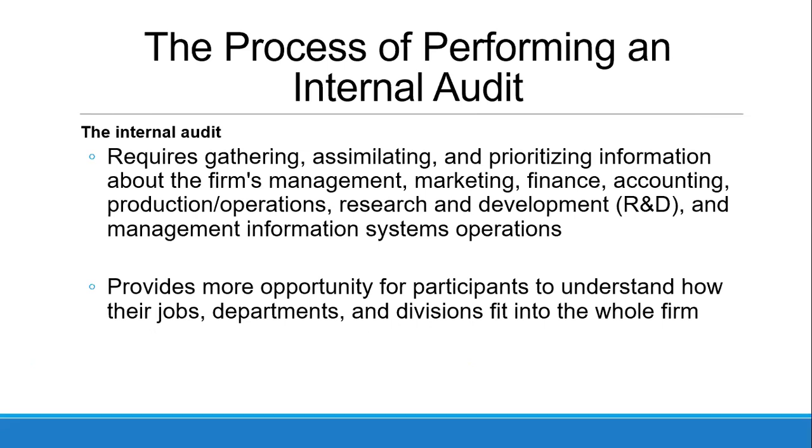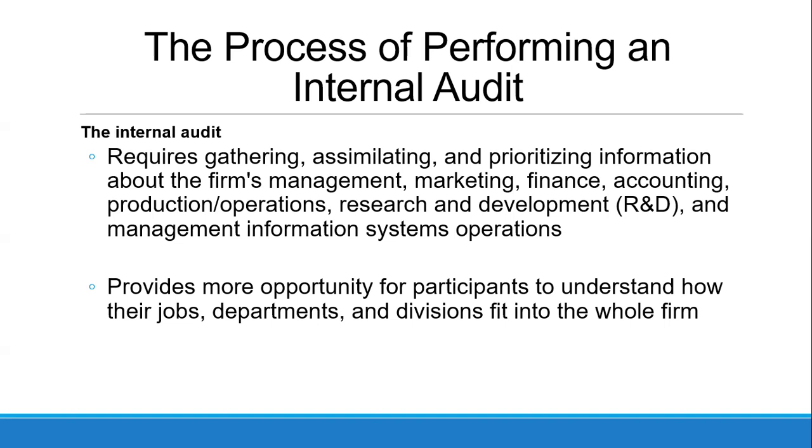The process of performing an internal audit. Generically speaking, the process involves gathering information from within the business organization, assimilating this information, and prioritizing information about the firm's functional areas, including management, marketing, finance and accounting, production and operations, research and development, HR, MIS, and what have you.